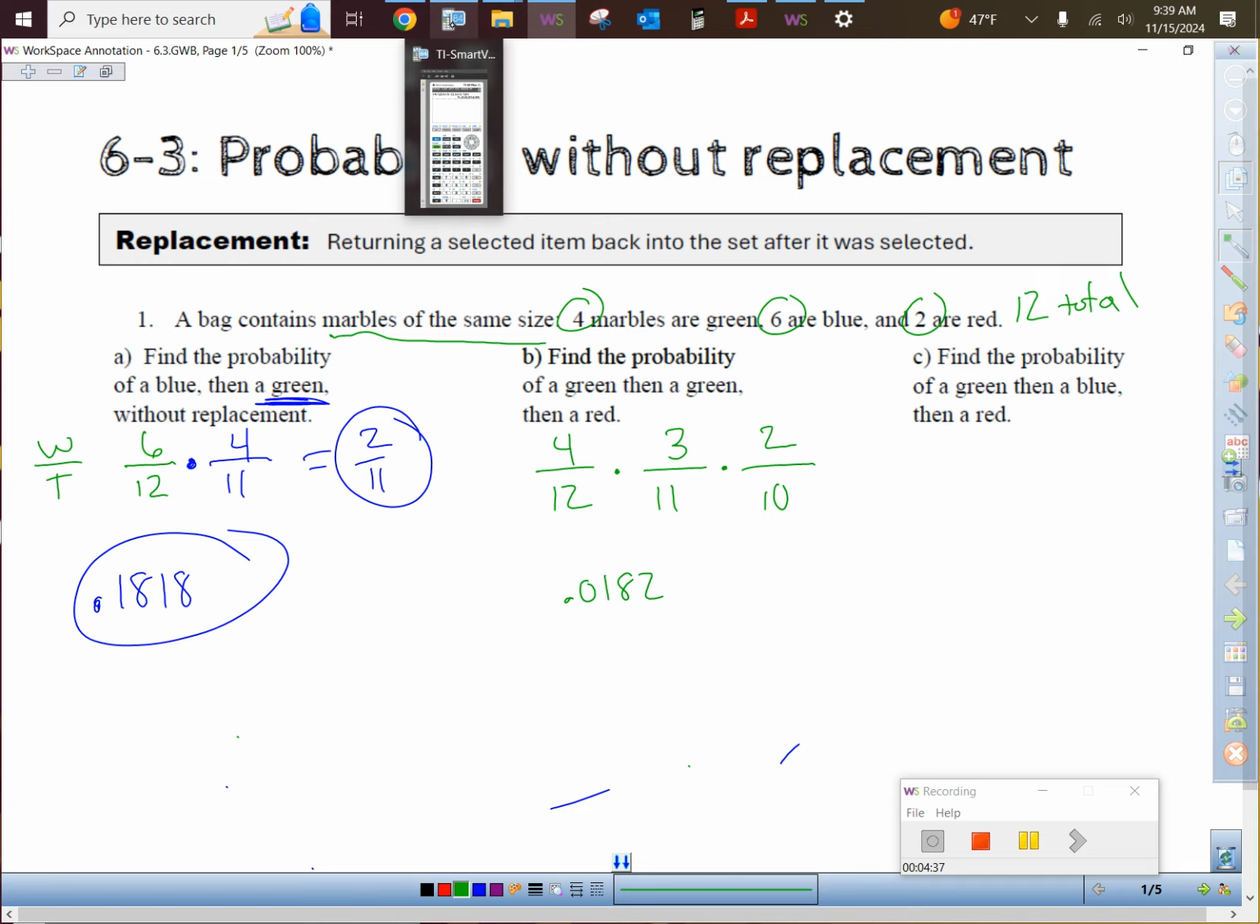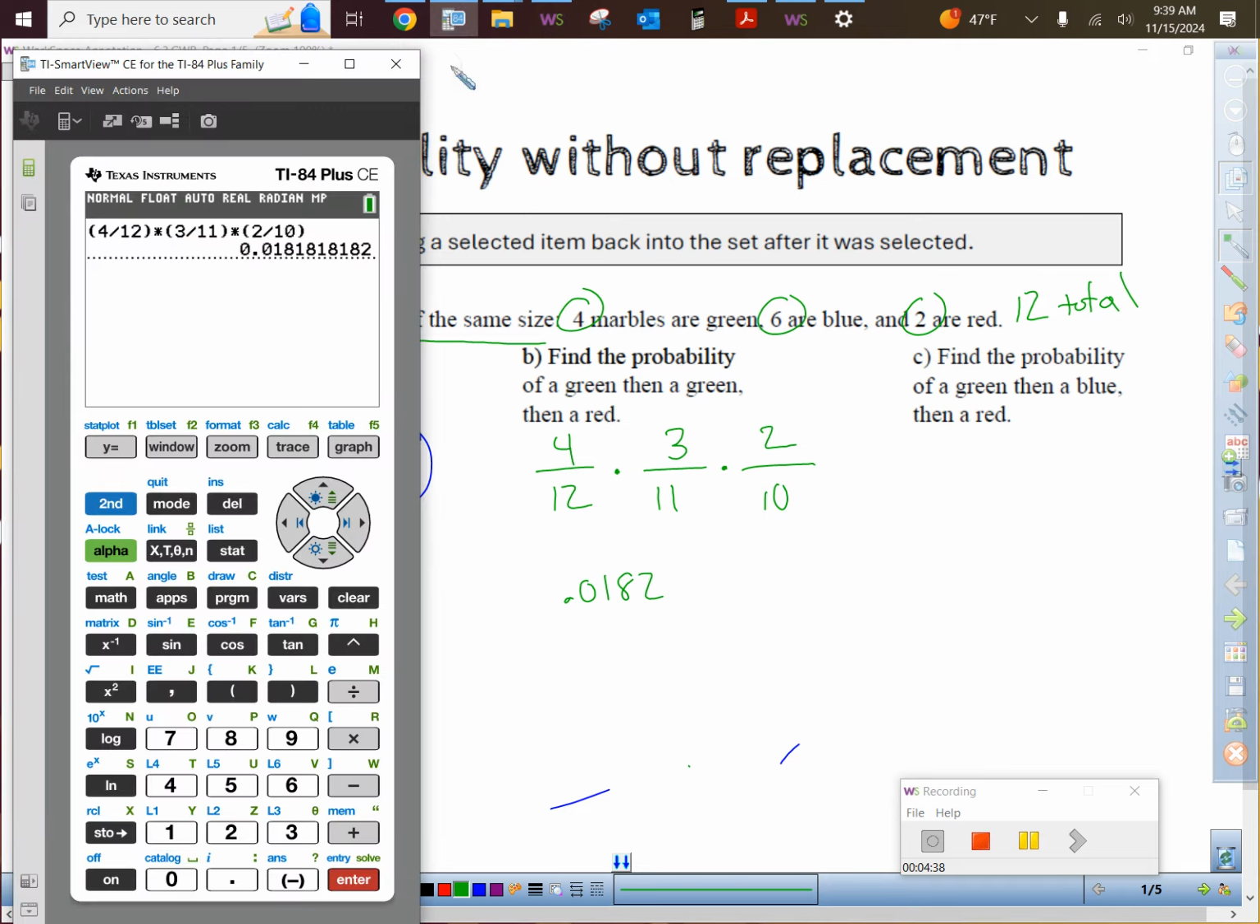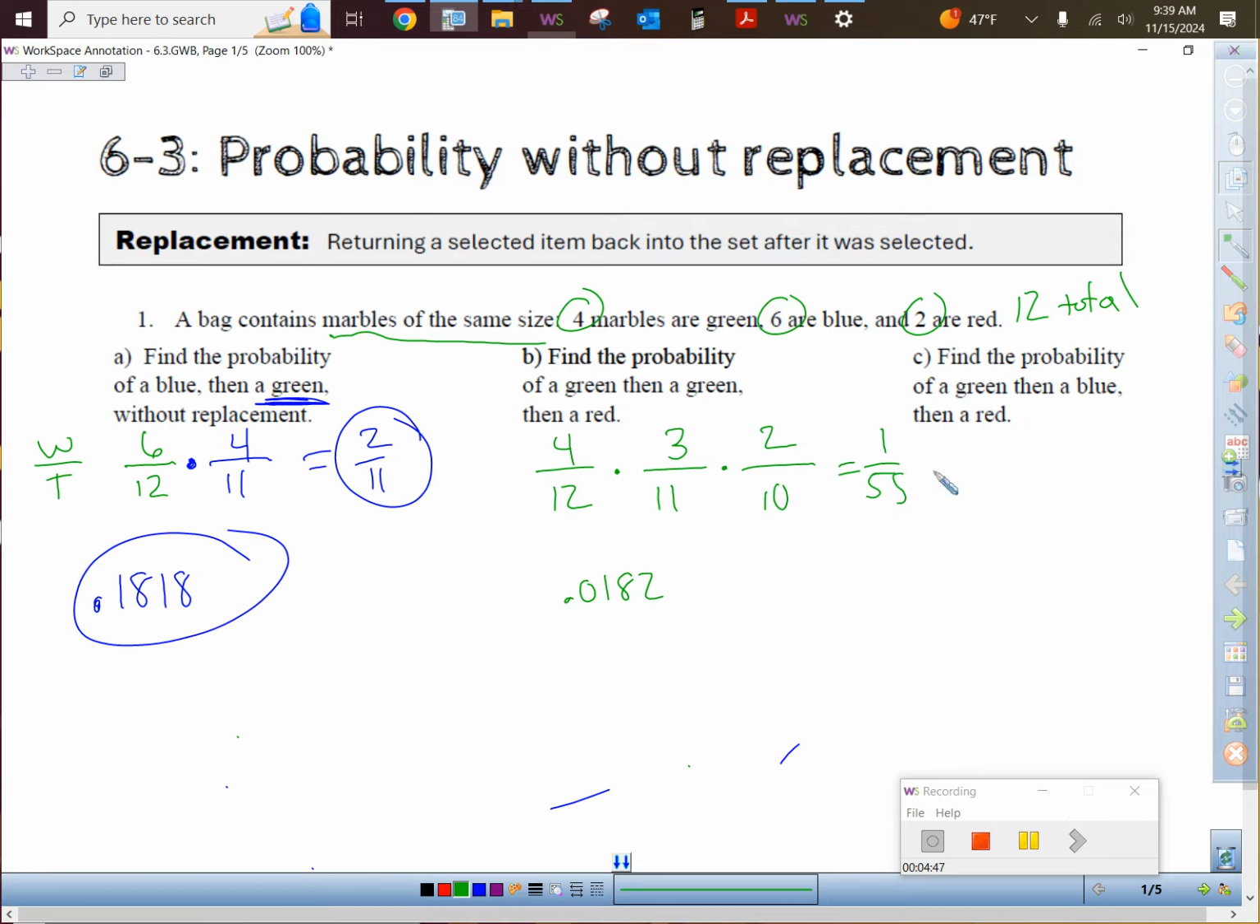0.0182. Then I'm going to hit Math Enter Enter on it to change it to a fraction just in case. So Math Enter Enter. And that's a 1 out of 55 shot, which is not likely to happen. This as a decimal is like the probability of it. To change it to a percent, which they don't ask you to, you've got like a 1.8% chance of actually doing that.